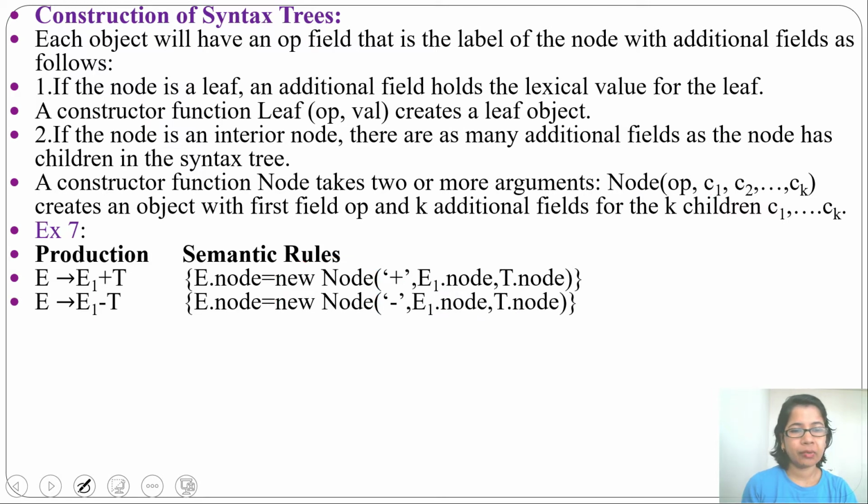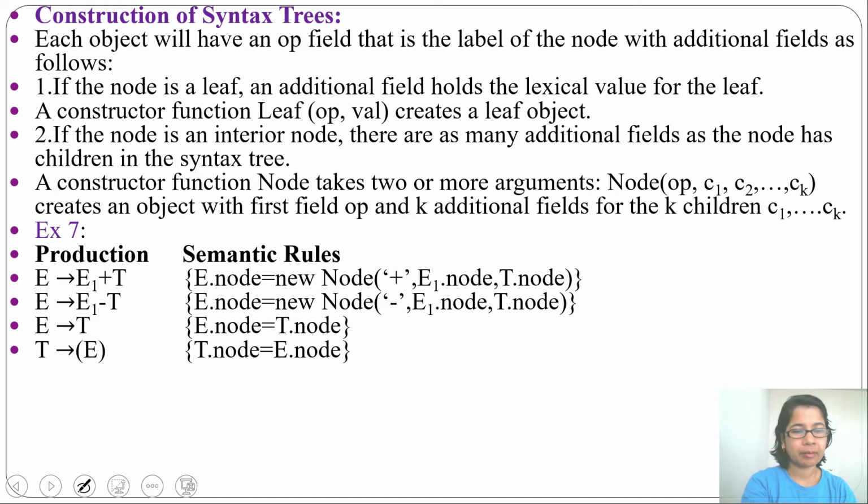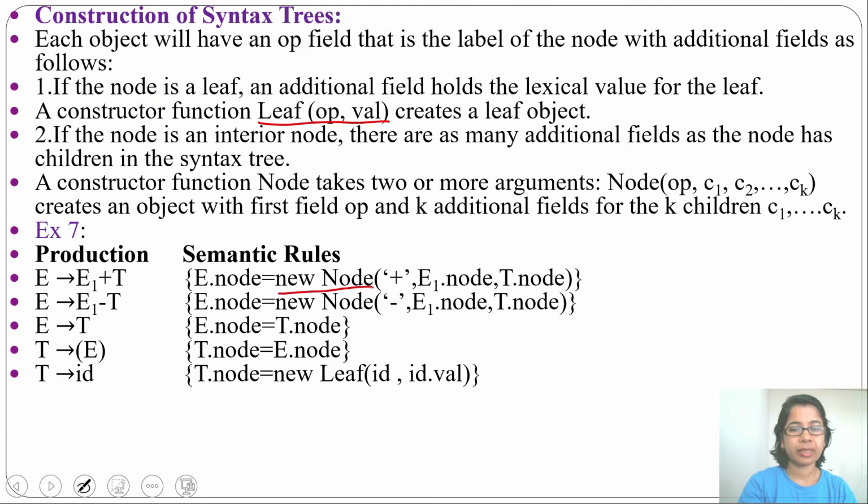Next, E derives E1 minus T. Here also it will create a new node with minus as its label, having E1.node and T.node as its children. Next, E derives T. The semantic rule is E.node equal to T.node. Next, T derives open bracket E close bracket, T.node equal to E.node. T derives ID, T.node equal to new leaf(ID, ID.value). So this is for the leaf function. New leaf means it will create a leaf, new node means it will create an interior node. This ID is for op and this ID value is for the lexical value.